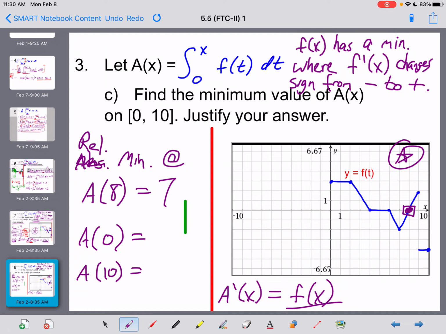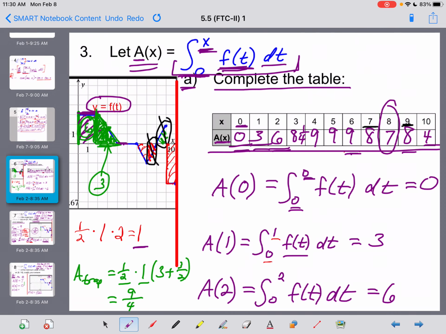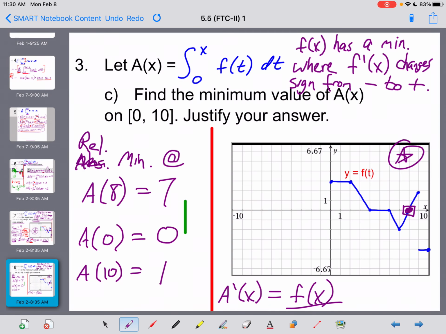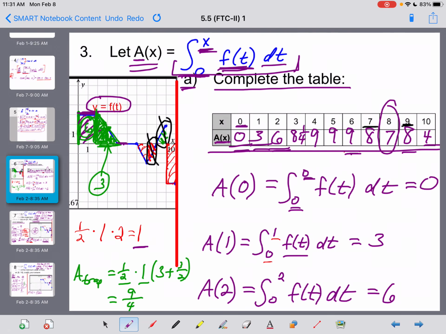And now I see the error of my ways. A of 0 was 0, and a of 10 ended up being 4. So now that we look at these 3 potential minimums, we choose the lowest out of those 3, and 0 is actually our minimum value. That makes a little bit more sense, Mr. Fontana.